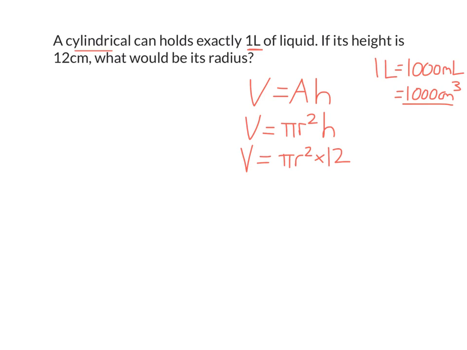What I'm going to do now is take away my volume, V, and substitute it with 1,000. Now I can solve this equation because there's only one unknown, which is r. To get r by itself, I undo everything that's been done to r. I'm going to start by dividing each side by 12. So I get 83.3 recurring equals pi r squared.